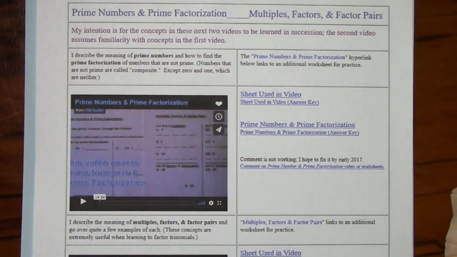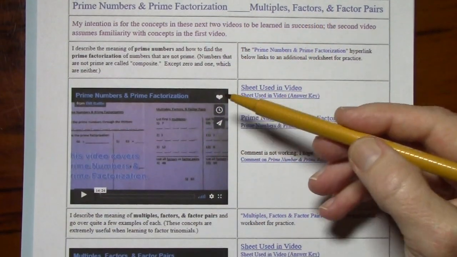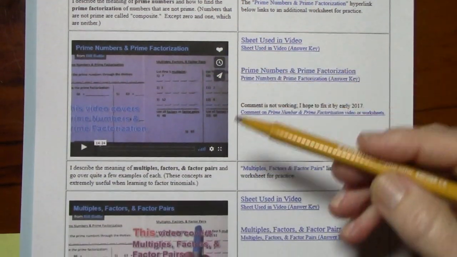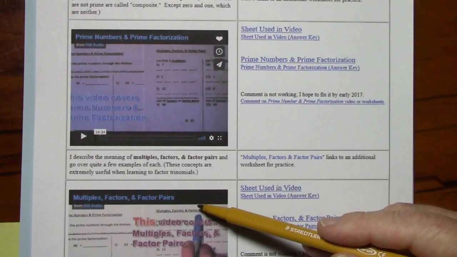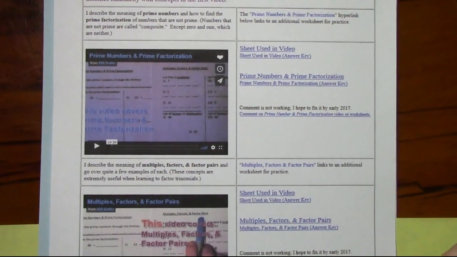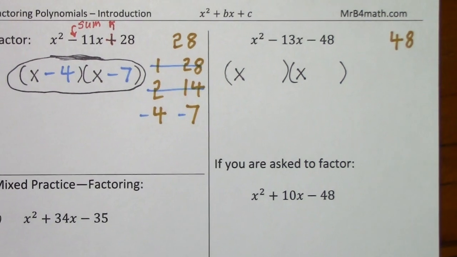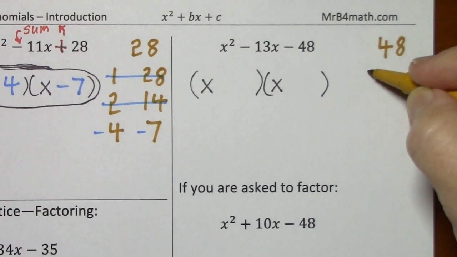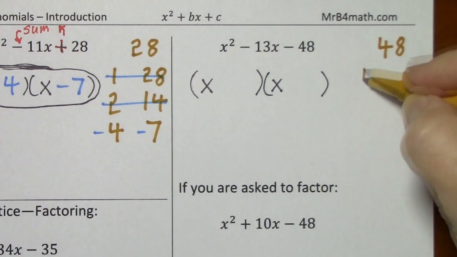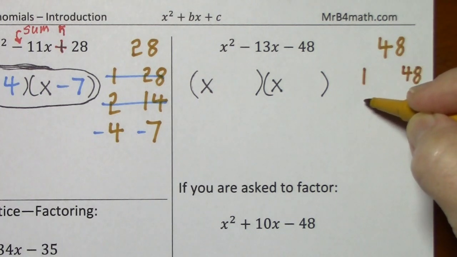if you go to the first page of my website, the arithmetic page, the last two videos, prime number and prime factorization, and then finally multiples, factors, and factor pairs should get you up to speed with listing factor pairs. But for a very brief review, 1 times the number always works. So 1 times 48, and then you just increase these digits.